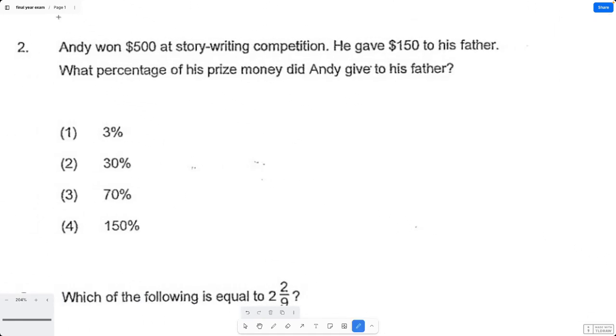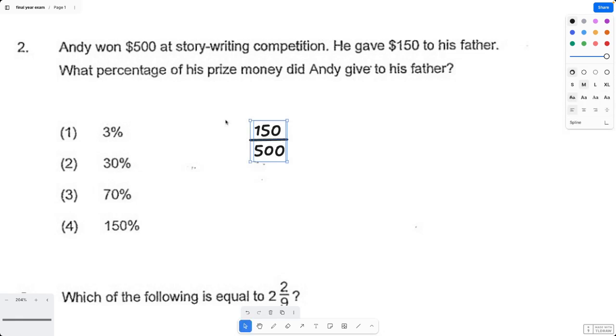Question 2. So question 2 says, Andy won $500 at a story writing competition. He gave $150 to his father. What percentage of his prize money did Andy give to his father? So basically, if you want to get a percentage, we want to get the total amount, and then we also need to get the amount that is converted into percentage. So in this case, we have over here 150, which is this amount, divided by 500 as a fraction.